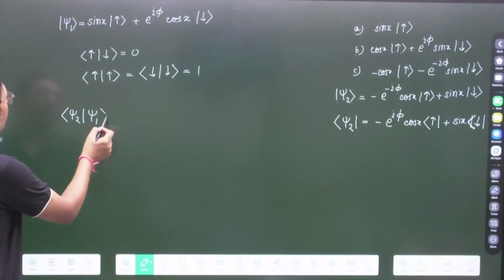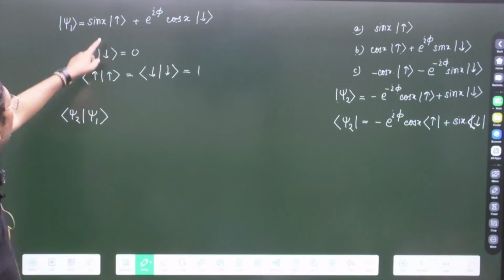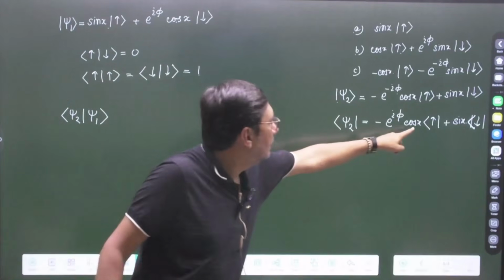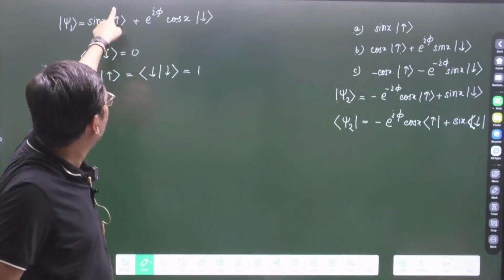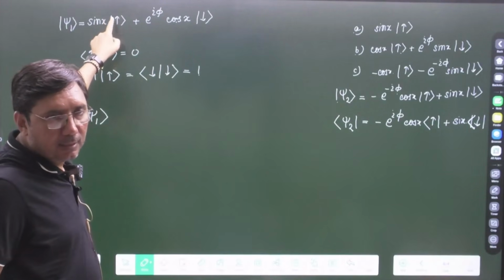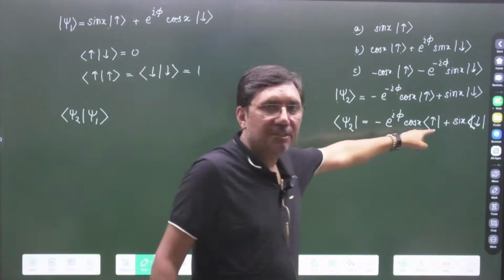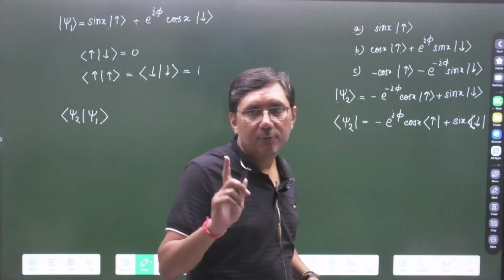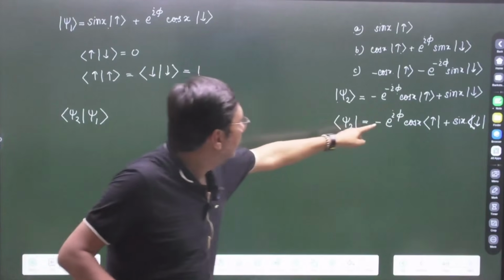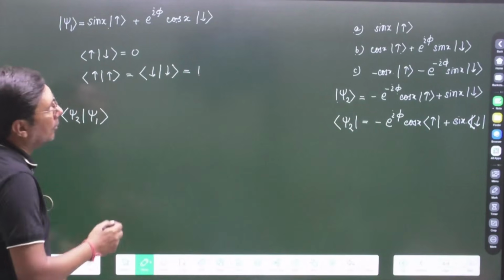So 4 combinations will be there. First this one operating over this one, so that will be 1. Actually this is a spin question. This is up spin, this is up spin. So up spin operating over up spin, you will get 1. This is given. So multiply this and this. So what you are going to get?